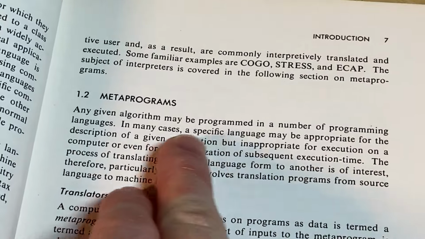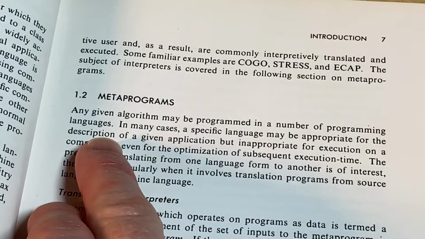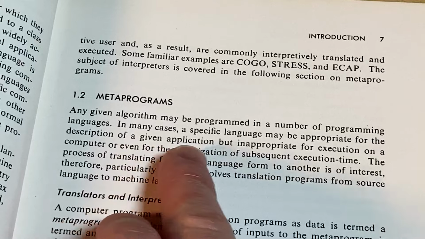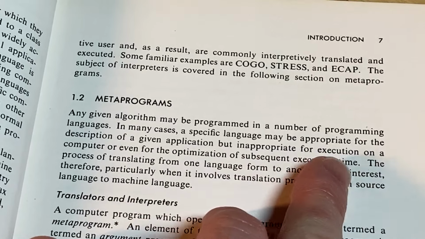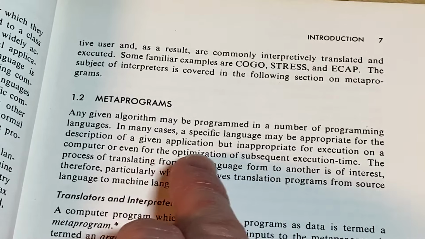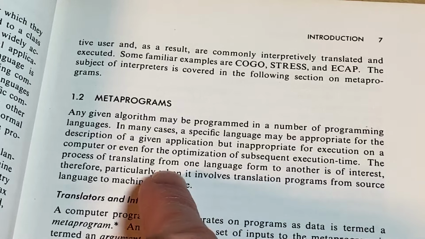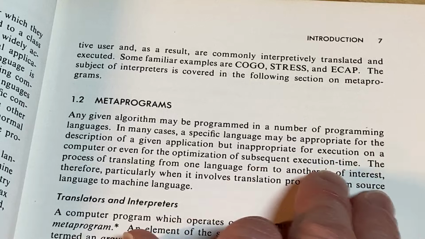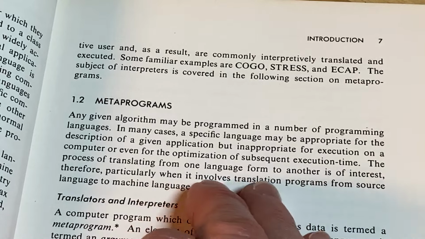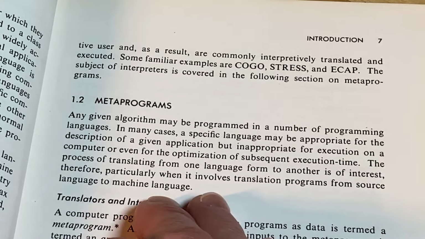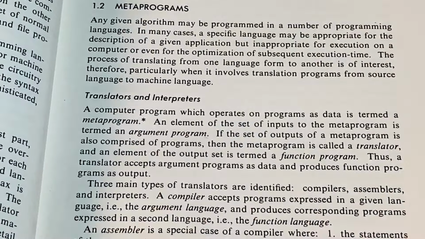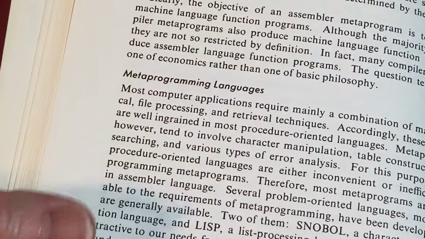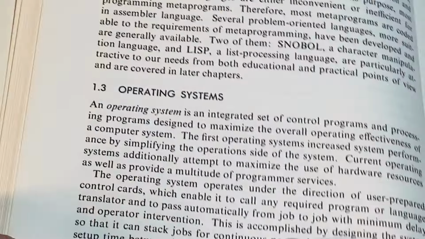Any given algorithm may be programmed in a number of programming languages. In many cases, a specific language may be appropriate for the description of a given application, but inappropriate for execution on a computer, or even for the optimization of subsequent execution time. The process of translating from one language form to another is of interest, particularly when it involves translation programs from source language to machine language. Here it talks about translators and interpreters. Metaprogramming languages, operating systems. Let's look at this.